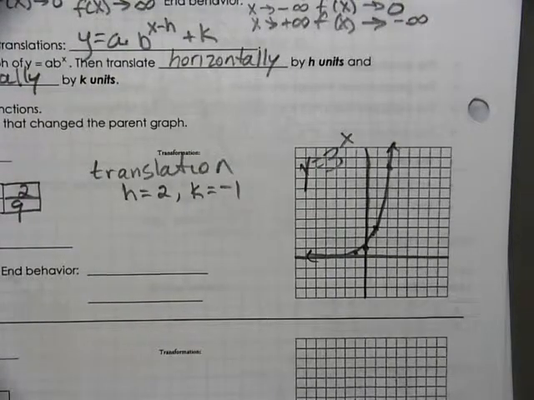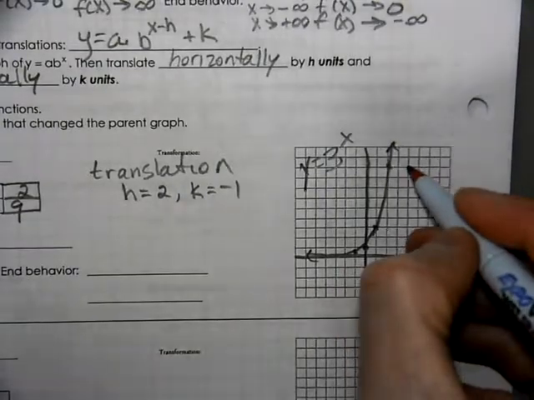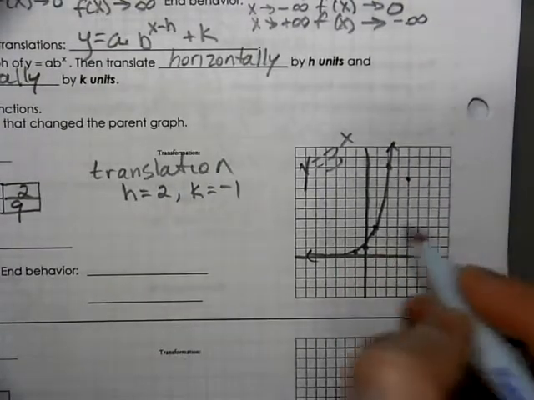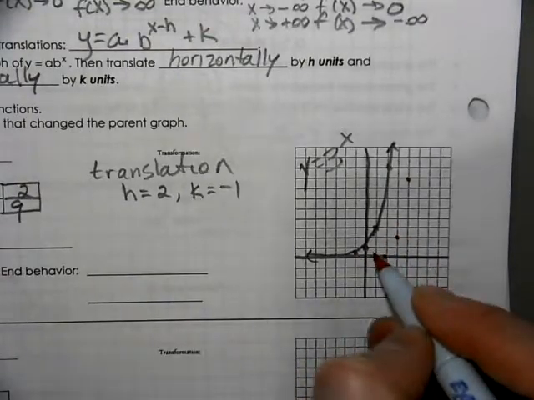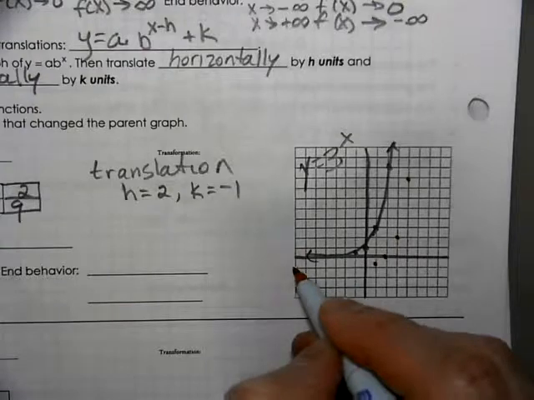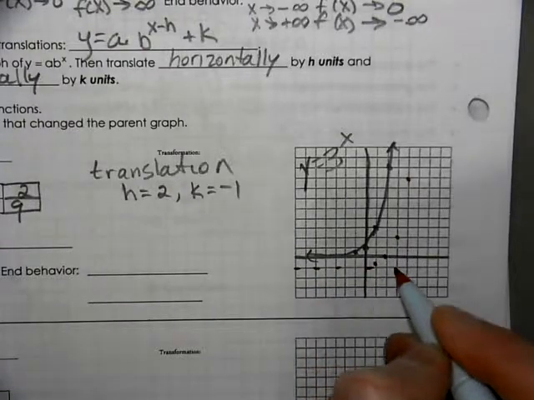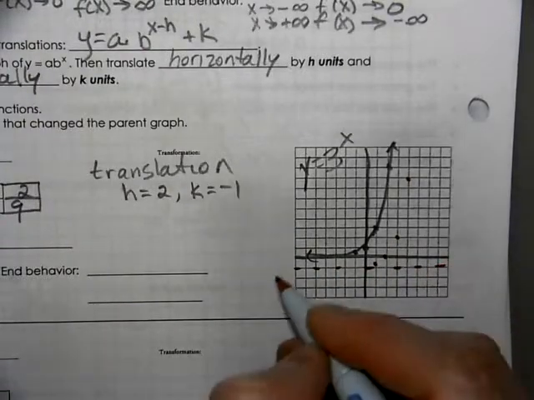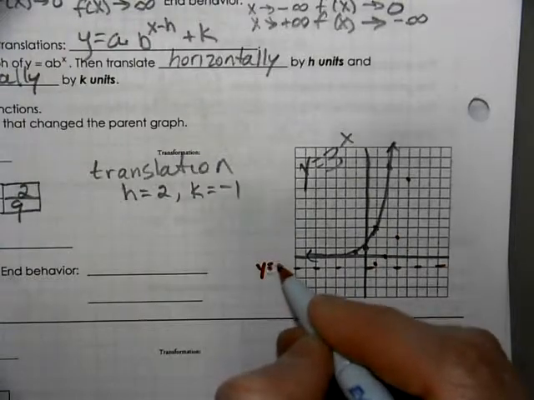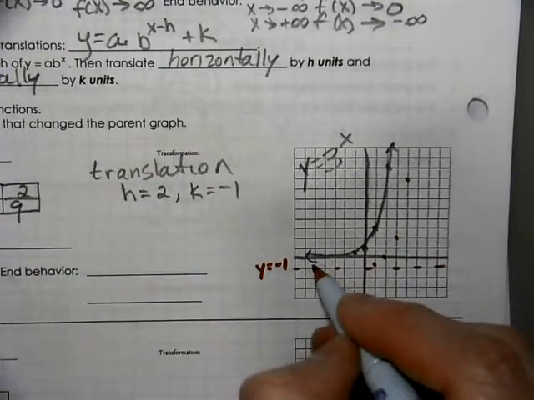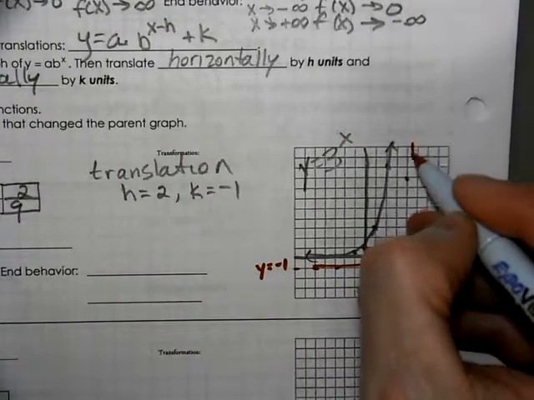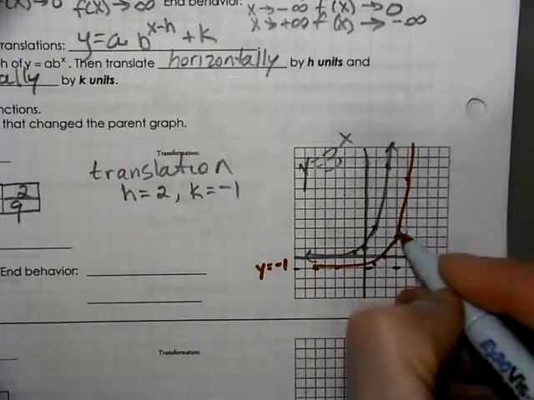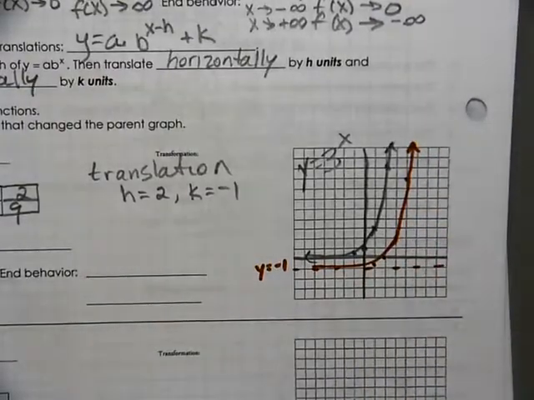And then if we're supposed to take this graph and move 2 units to the right and 1 unit down, that means that the asymptote is also going to move down 1. So we have this asymptote at y equals -1. So the graph is going to approach that and then curve up to the rest.